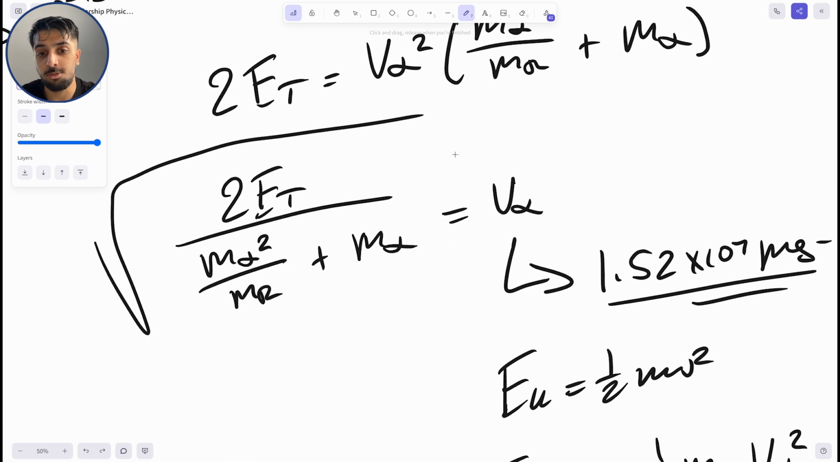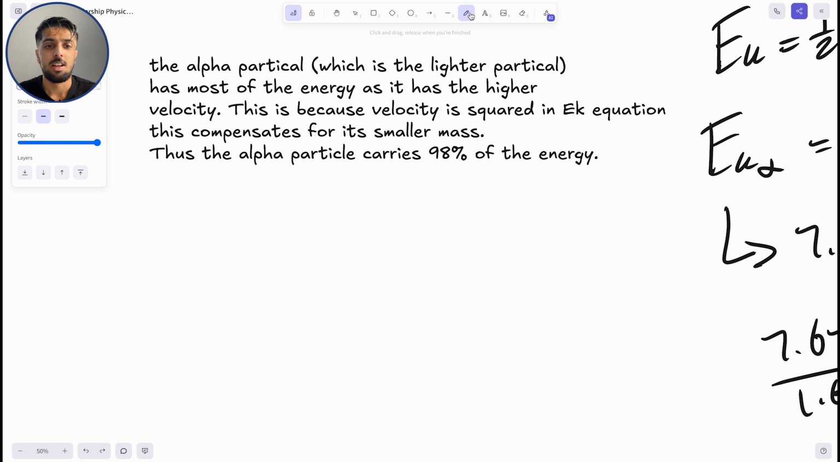Okay, so this question also asks us to explain why most of the energy release goes into the lighter particle. So let's explain that right now. The alpha particle, which is the lighter particle, has most of the energy as it has the higher velocity. This is because velocity is squared in the EK equation. This compensates for its smaller mass. Thus, the alpha particle carries 98% of the energy.